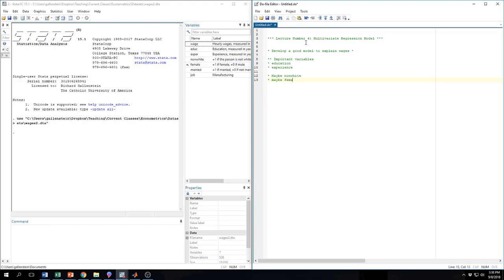Maybe female. Maybe married. We might not think marriage probably causes anyone to have higher incomes, but you might expect that people that are married are probably farther along in their career, and so marriage might be correlated with higher wages. But it's hard to see how it would be causal.